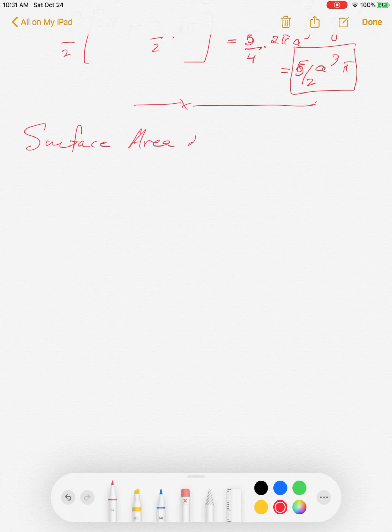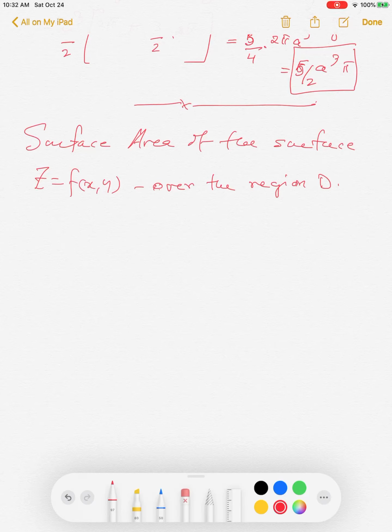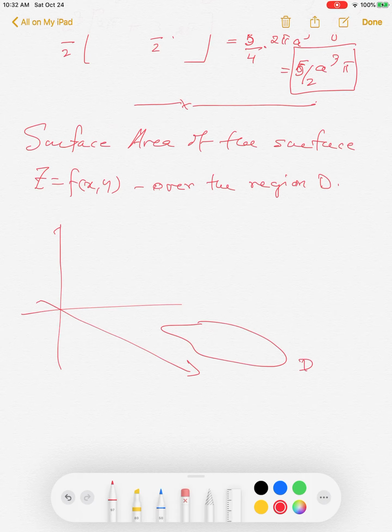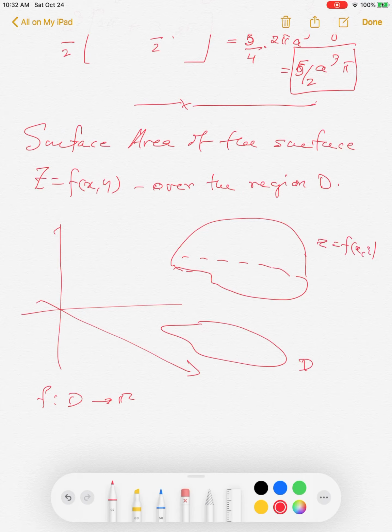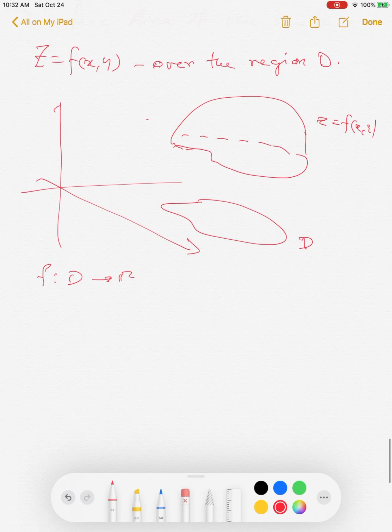So, surface area of the surface z equal to f of x, y, its projection, I will call it, over the region D. What I mean by this is the following. I have a function of 2 variables defined on D, and I have a surface which is the graph of this function. This is z equal to f of x, y, and I'm interested in finding the surface area of this.